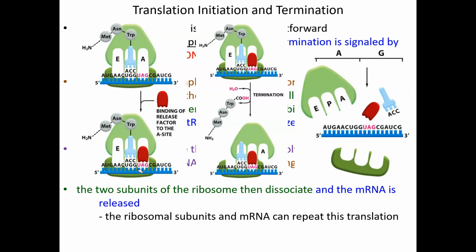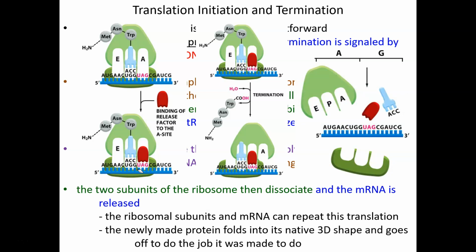So again, to summarize the process of translation termination, we have a stop codon positioned in the A site. We're going to break the peptide chain away from the ribosome, away from the tRNA in the P site. That frees the peptide chain so it can go fold and do its job.